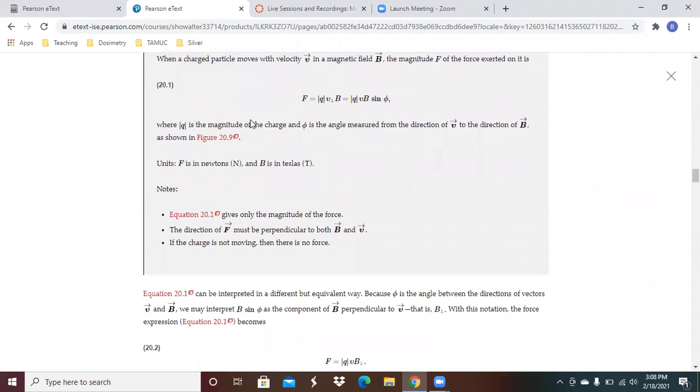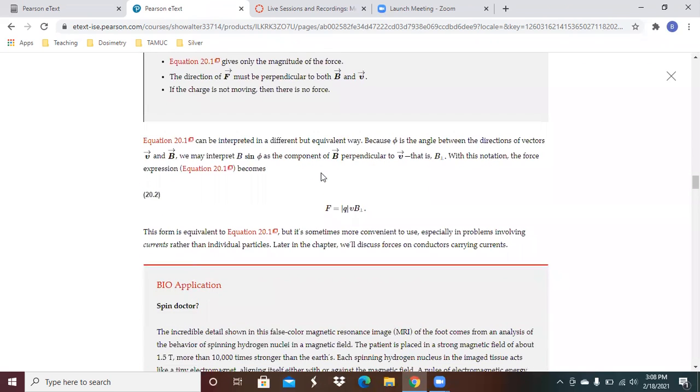So this is a description of all of that. Force is going to, of course, be measured in newtons, and B is going to be measured in a unit called teslas. That's a new one. So you might want to write that down.